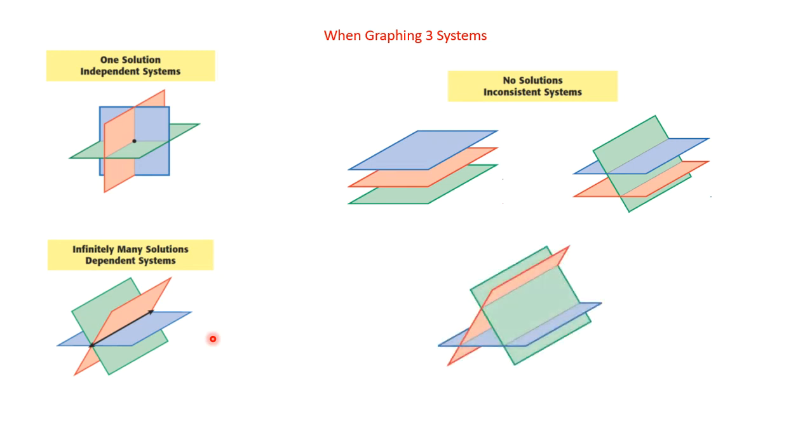And then we could also have them come together to form a triangle where each of the planes intersects with the other, but they don't do it at the same time. So these two intersect at this line, these two intersect at this line, these two intersect at this line, and there's no one place that works for all three planes. So when we're graphing three systems, these are the types of things that can happen. Now, the one solution, this is going to be the typical. And they won't be perpendicular to each other like that necessarily, but we will get one solution.